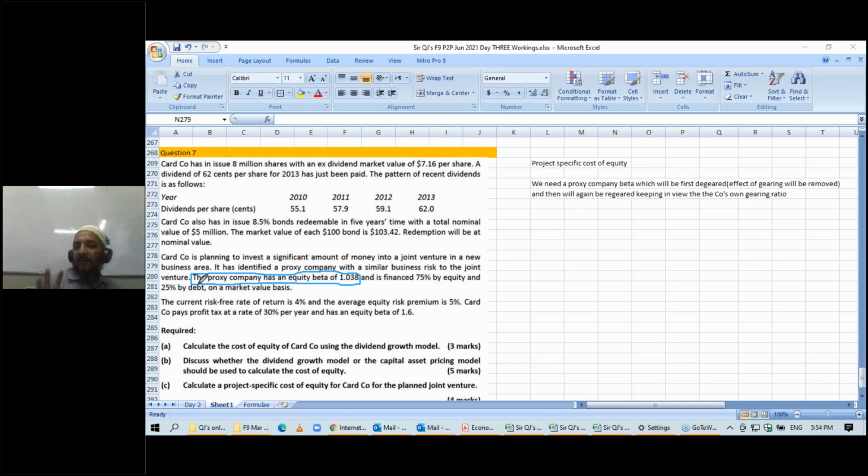So in case of expansion, you can use the current cost of equity and the current WACC, because if you expand, it means the same business you are doing. So the cost of equity won't change as the business risk will remain the same. And the financial risk will also not change.